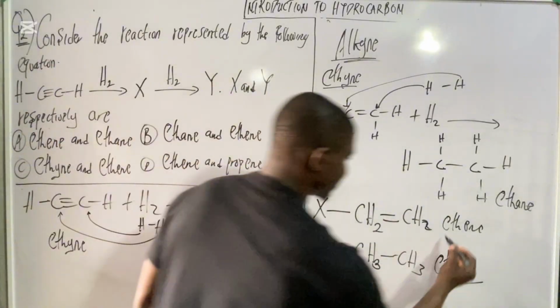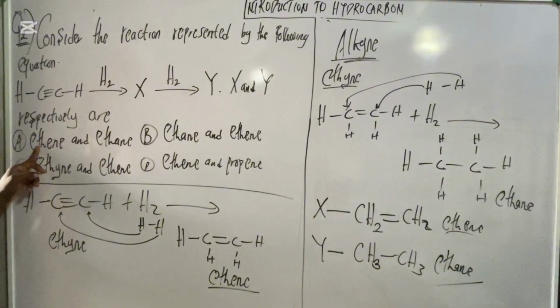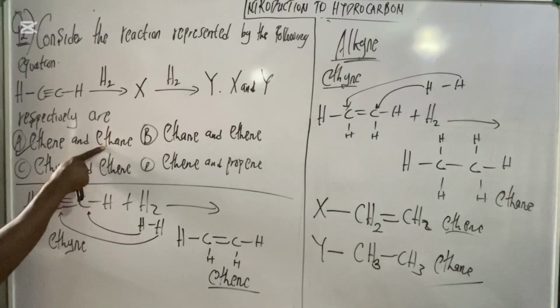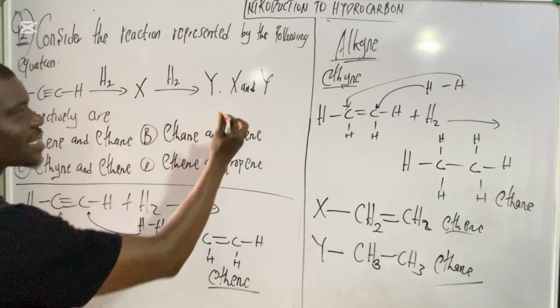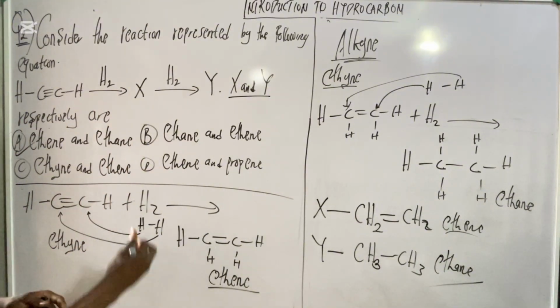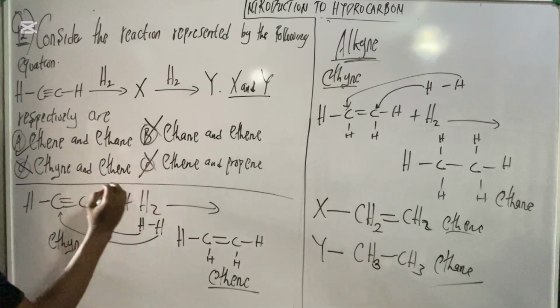So what are now the options? Here we have ethene, ethane. So this is option A, ethene and ethane. Here we have ethane and ethene. No, but they say X and Y respectively. X will come before Y. So this is not correct, this is not correct, and this is not correct. So the answer is A.